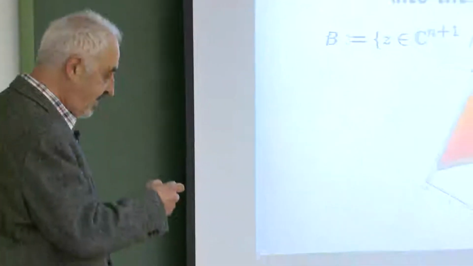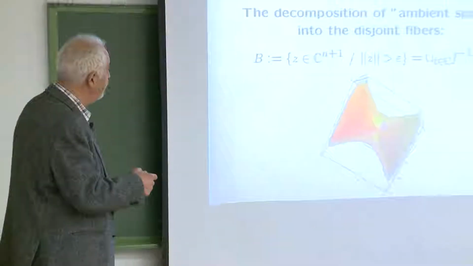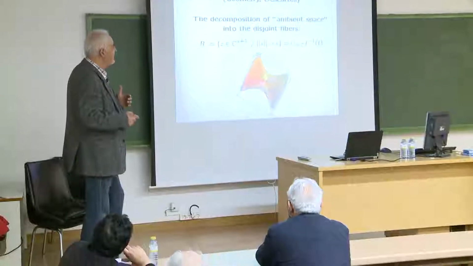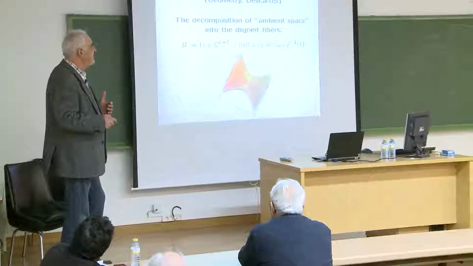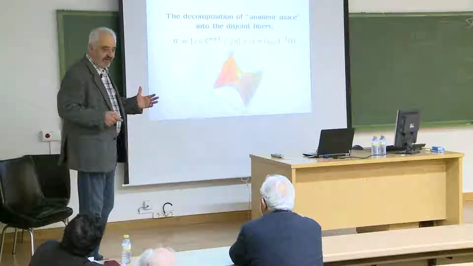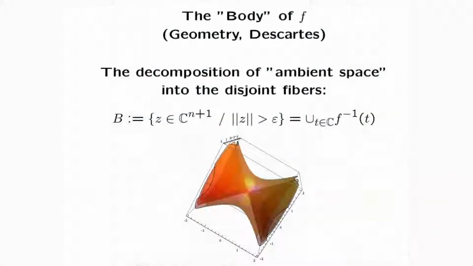Now let's see the body. The body of the function is the decomposition of the ambient space into these disjoint fibers. This we learned in our analytic geometry course, and I think it was René Descartes who invented this idea that formulas have a body.